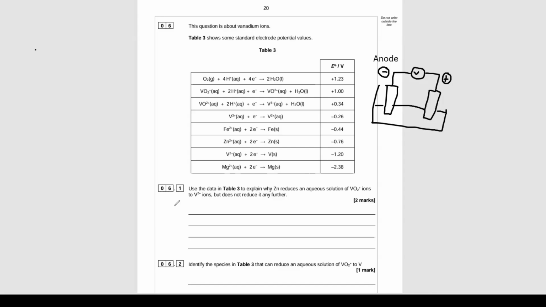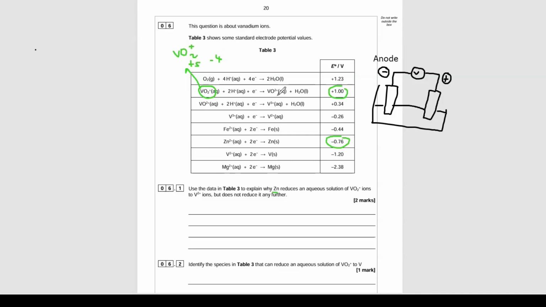What we're going to do here is look at zinc's half cell. The zinc half cell over here, which is what we're interested in, has a -0.76 electrode potential. If we look at the VO2+, it is here, and that has a +1. So we can definitely reduce that. Now, what is the oxidation state of vanadium here, guys? Well, we know oxygen's always -2, so we've got a -4. So the vanadium itself must be +5.